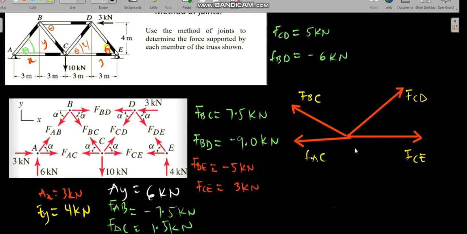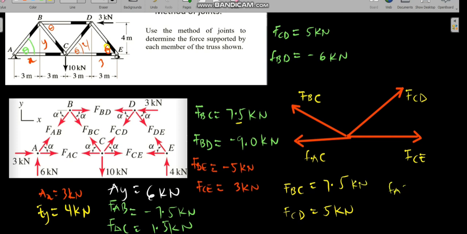When you draw joint C here, you see that you have FBC, which we already found to be 7.5. Then FCD, we need to find FCD. Let's look at here. You got FCD to be 5 kilonewton. Now we have it already. The next one we need is FAC. We have FAC to be 1.5 kilonewton. And the last one we need is FCE. FCE was gotten to be 3 kilonewton. So those will be the forces in the members at joint C. Okay, so this is how to apply the method of joints.